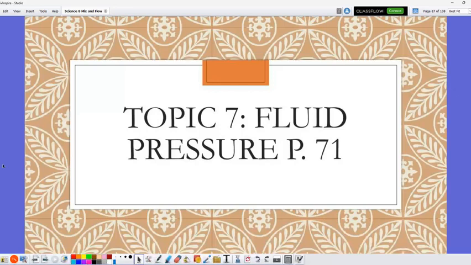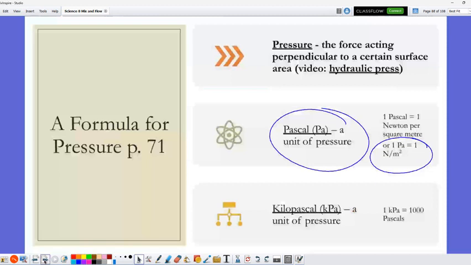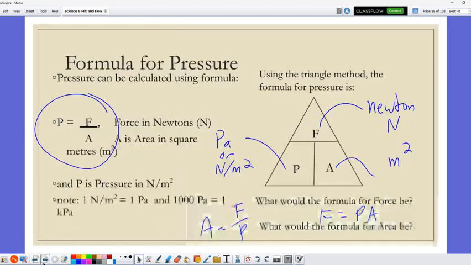Okay, here's outcome 4 notes for Science 8, Mix and Flow of Matter. So topic 7 deals with fluid pressure. Pressure is a force acting perpendicular to a surface area. The unit for pressure is the Pascal, which is equal to 1 Newton per meter squared. A kilopascal is 1,000 pascals, so that's for really big pressures.